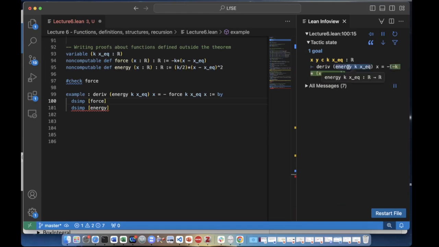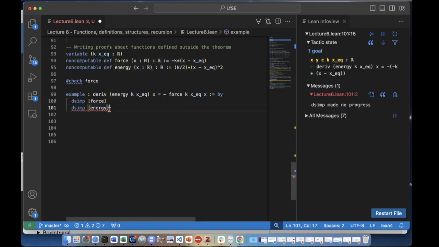What I want to be inside of this, energy k x eq, is a real to real. I need this to be a real to real. Otherwise, deriv isn't going to be type checking. So energy x k eq is what I need this to be. And I can't quite use a dsimp energy here.